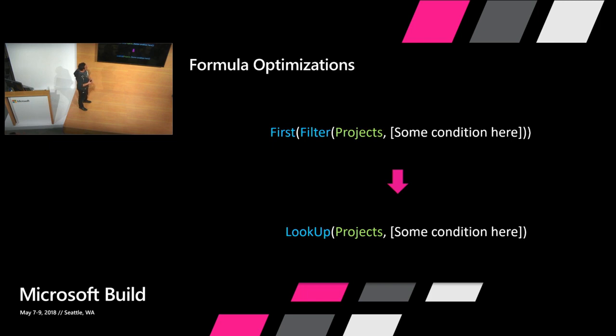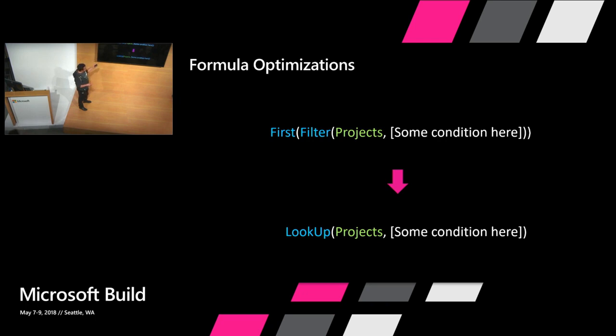I've seen this many times. You have a first and a filter. A filter operation will always go and get a bunch of data, so it's a collection of data that comes out of a filter. You will have some sort of condition. People will do filter, project, and then they will get all of that collection from the database or from the data source, and then they would take only the first item.